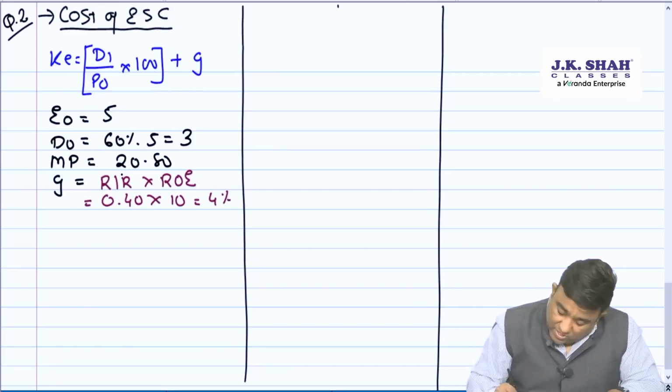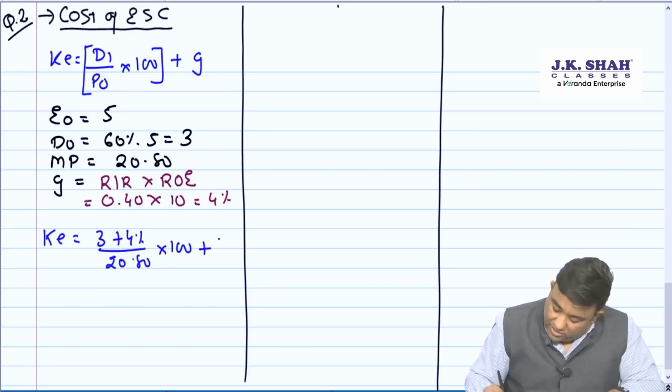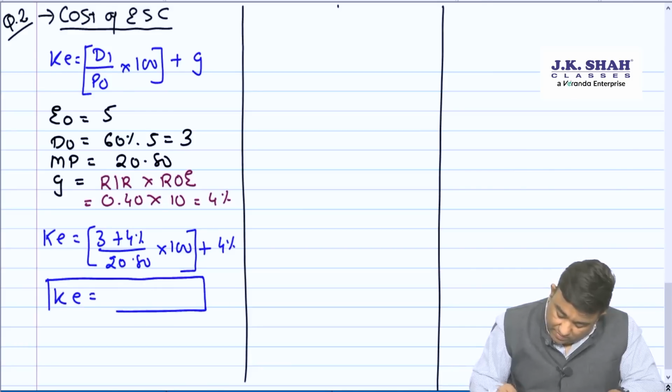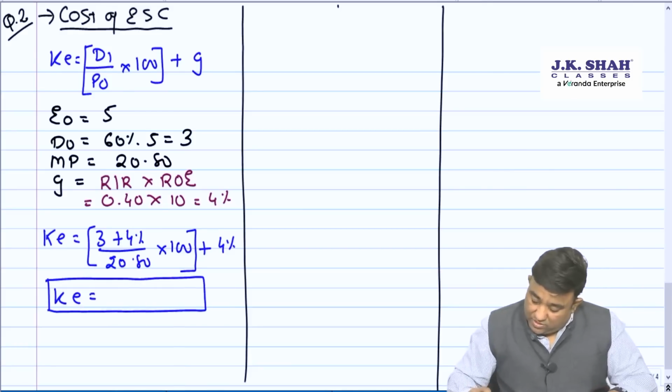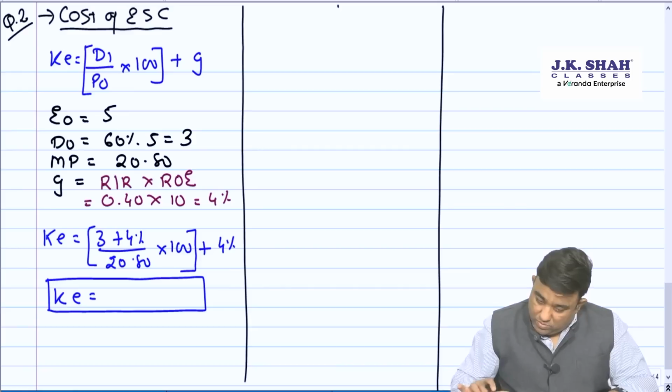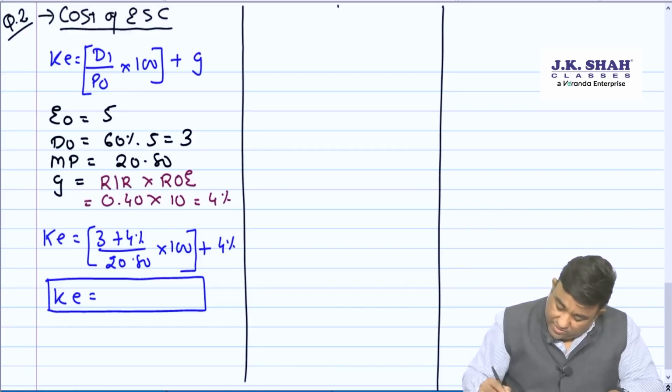Student, can I calculate now KE? Yes. KE is D1 upon P0. D1 will be 3 plus 4%, upon market price, which is 20.8, into 100 plus the growth rate of 4%. If I just apply mathematics, can I work out KE now? Yes. That is 3.12 upon 20.8, which is 15% plus 4%. This is 19%. Yes, no?